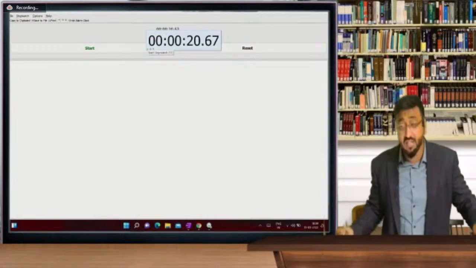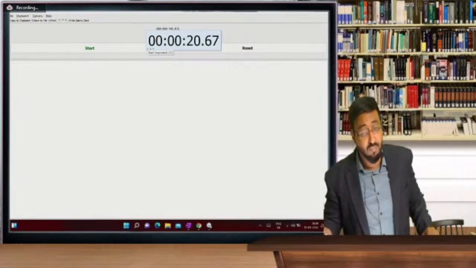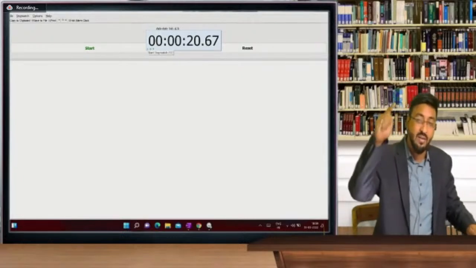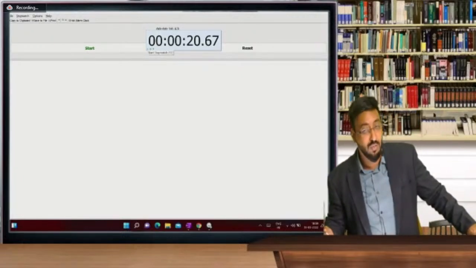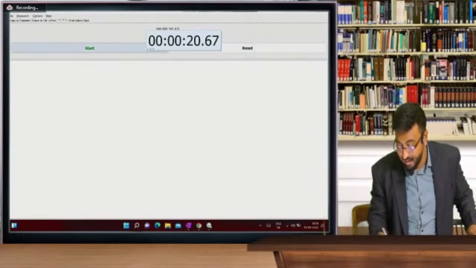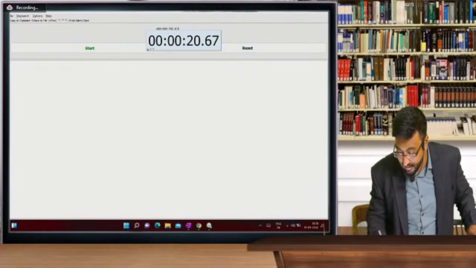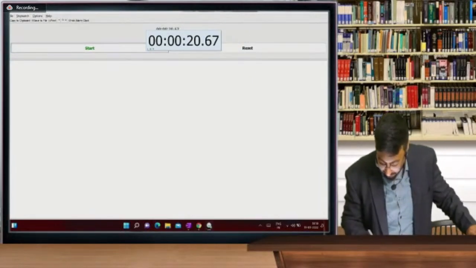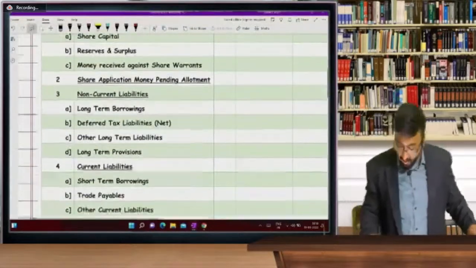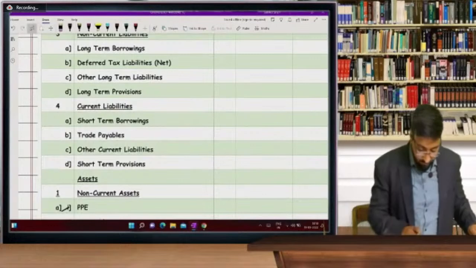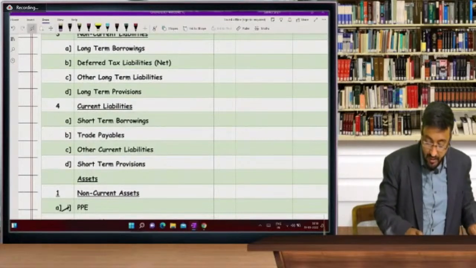So this is 20 seconds, 67 milliseconds. So beta, 21 seconds is the target for you, and see whether you are achieving this target or not. Tell me in the next session. This is a target set by Sanket sir for you, 20 seconds. And in the next session, you tell me your own targets.